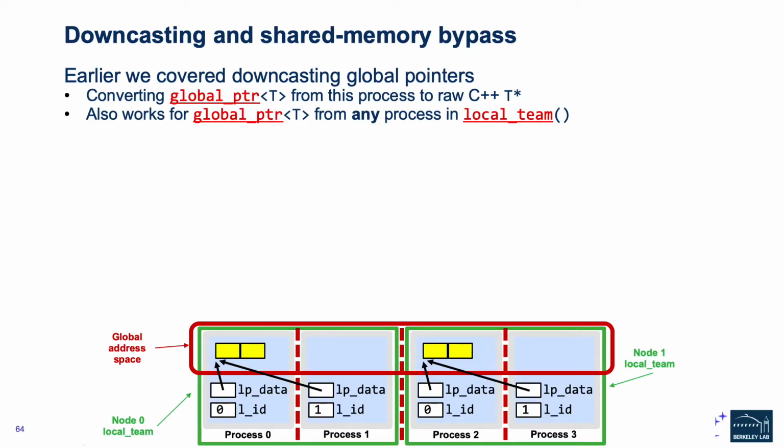To access an object that lives in the shared segment on another process in the same team, what we need to do is obtain a global pointer to that object, and then we're allowed to downcast it. We covered downcasting of global pointers before, and we mentioned that the requirement for the validity of that is that you have to have direct load store access to that object. And that is the case for the processes that are within the same local team. So let's take a look at an example of doing that.